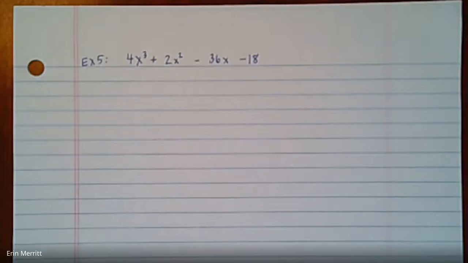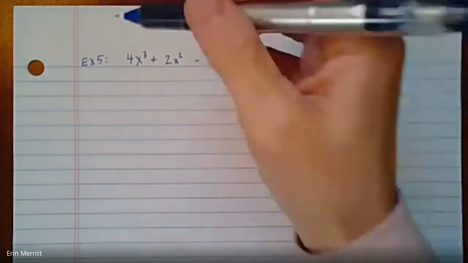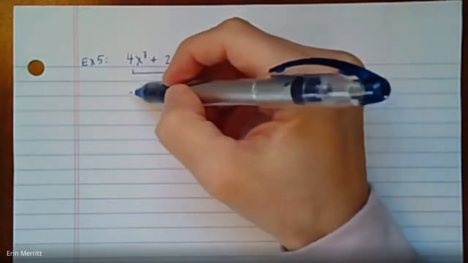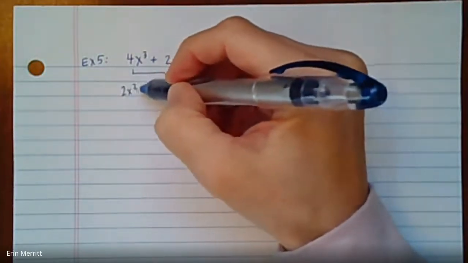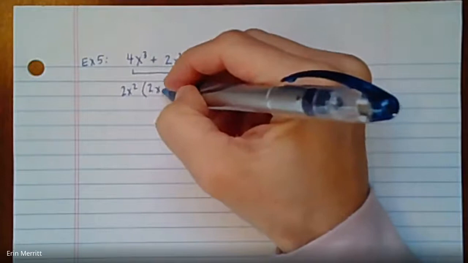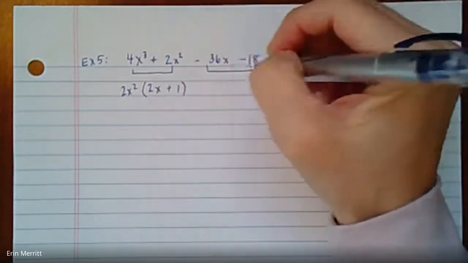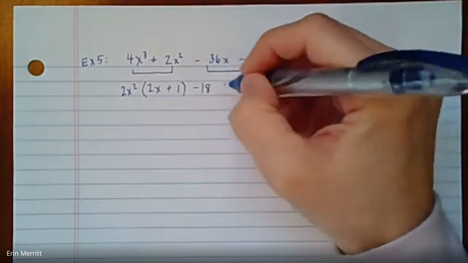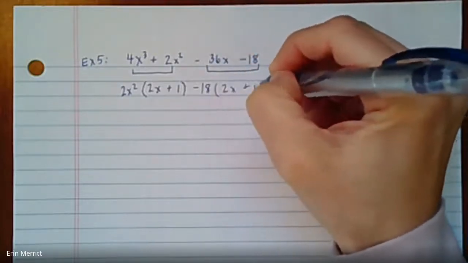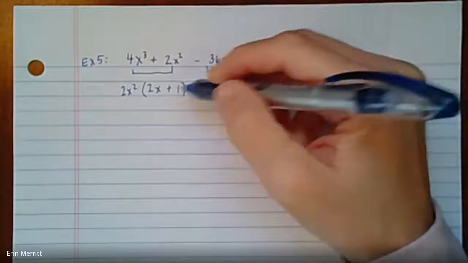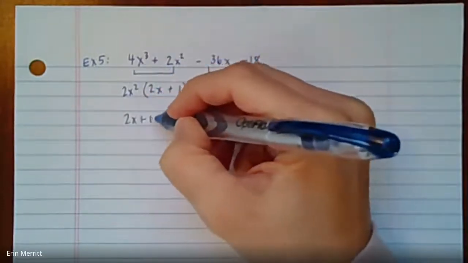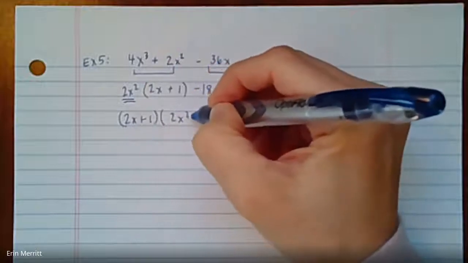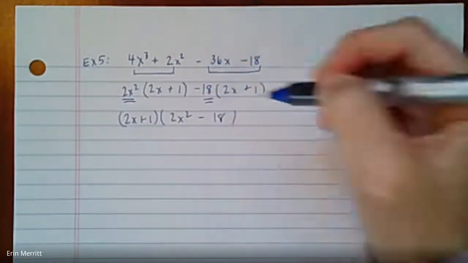So let's pretend that we didn't recognize there was a GCF and we just started doing our work. All right. This would take out a 2x squared, and this would leave me with 2x plus 1. Here, 18 can divide nicely out. So if I factor out a negative 18, that would leave me with 2x plus 1, just like that. 2x plus 1 is now my common factor. And then what I'm left with would be the 2x squared here, and then the 18 here.